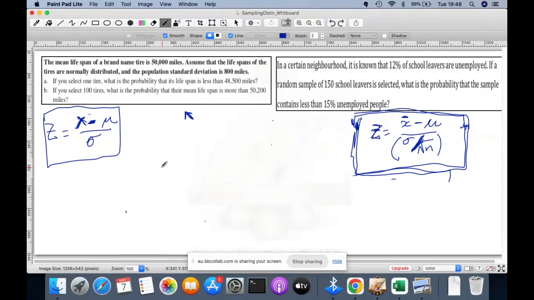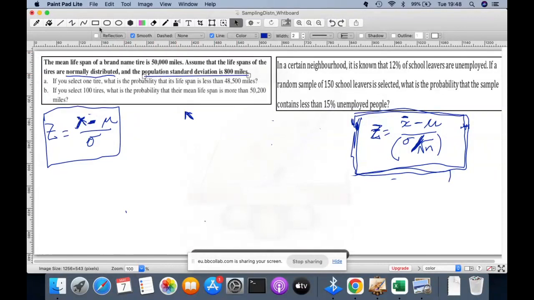It says the mean lifespan of a brand tire is 50,000 miles. All right? Assume that the lifespan of the tires are normally distributed. Yeah, so this is important. Normally distributed. All right. And the population standard deviation is 800 miles. Okay, so I'll underline that part there as well. Population standard deviation is 800 miles here. And then there's also this part here where they say the mean is 50,000 miles. I'll underline here.